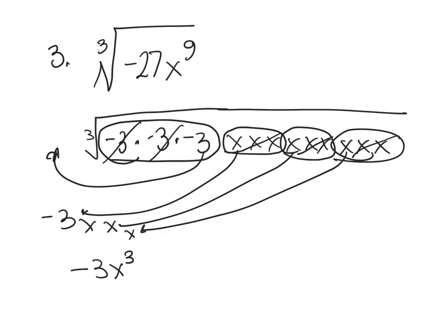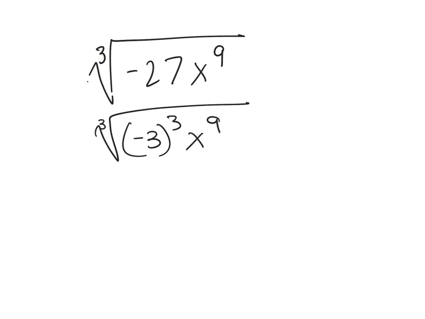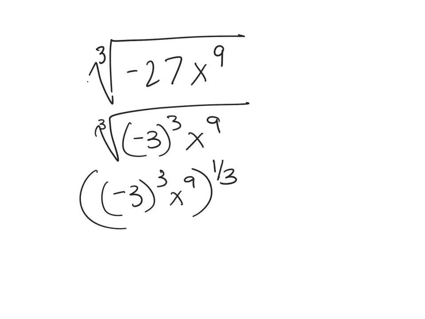Now, there is another way you could do this. So I'm going to do it one more time before I take questions. The cube root of -27x to the 9th is the same as the cube root of -3 cubed x to the 9th, which is the same as -3 cubed x to the 9th, whole thing raised to the 1/3 power, because that is what cube root means. Cube root means 1/3 power.